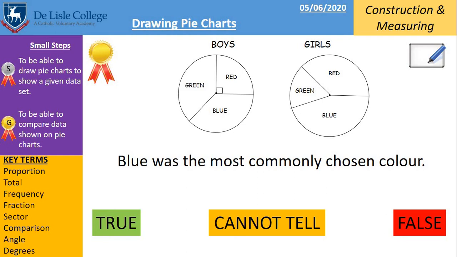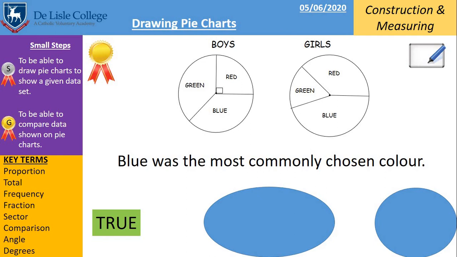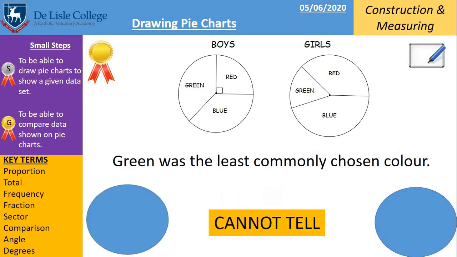Next one, blue was the most commonly chosen colour. Okay, this one would be true, because in the boys section, blue and green look like they were equally the most commonly chosen colour. And for girls, blue was most definitely the most commonly chosen colour. So together, they have to be the largest amount, regardless of the number of people that are asked. It has to be the most commonly chosen colour.